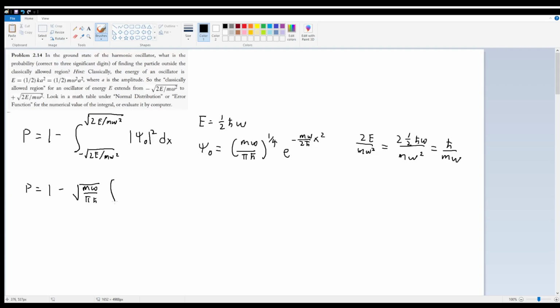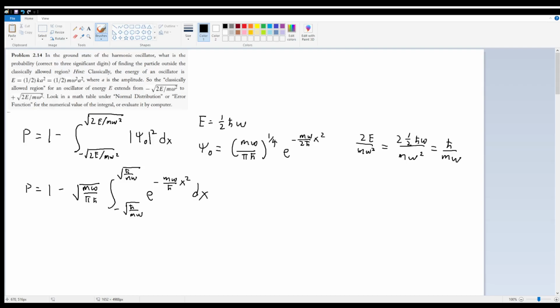We take the integral of this. We get negative square root h bar over m omega, and then positive square root h bar over m omega. And then we have this exponential, e to the power of negative m omega over h bar x squared, since we're taking this e and squaring it to cancel out the 2. And then we close this off with a dx, and instantly you should see that this is a Gaussian integral.